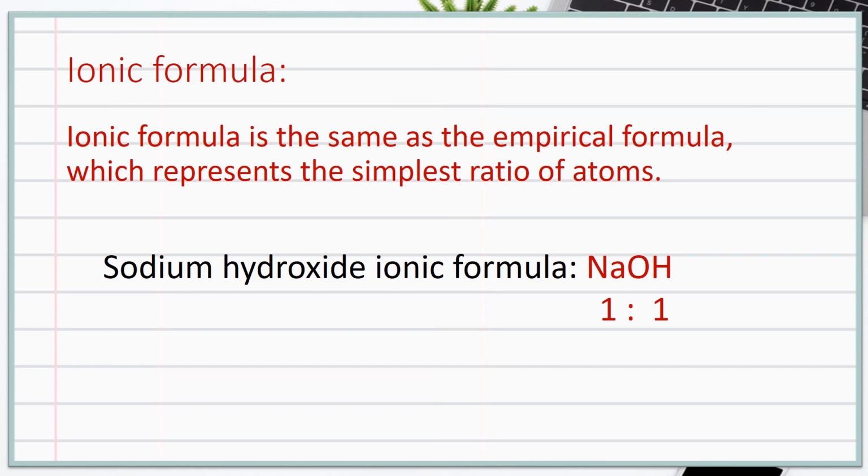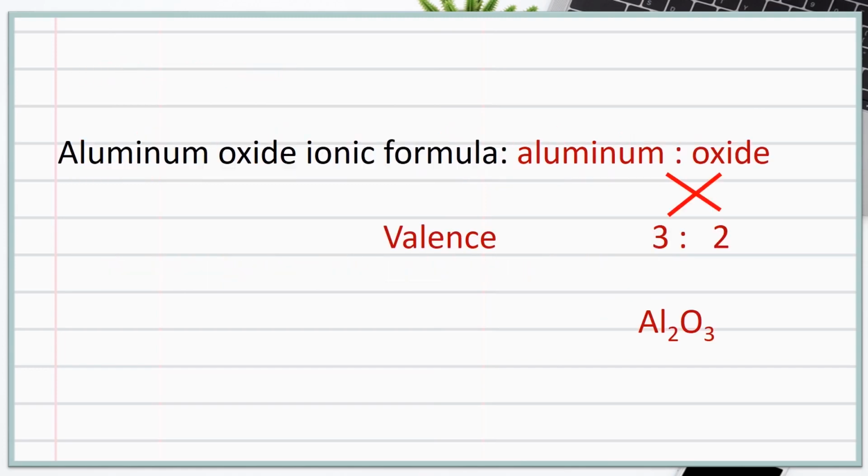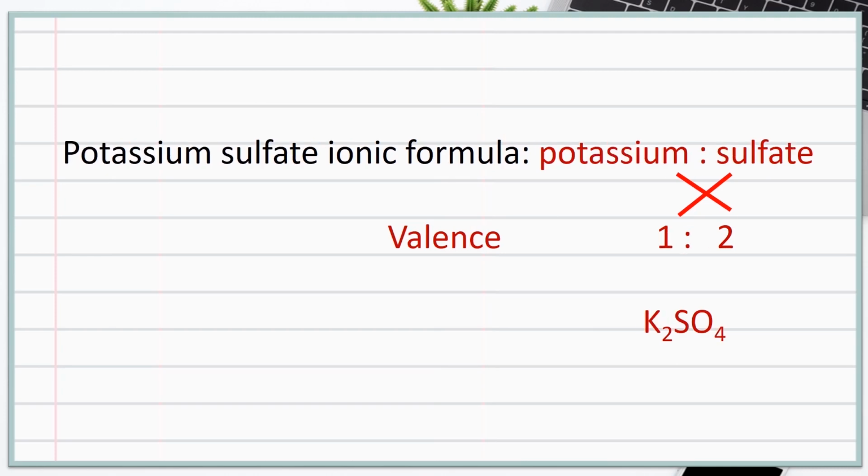We can calculate the atomic ratio by switching the valence of anions with the cations. For example, aluminium is trivalent and oxygen is divalent. The aluminium oxide formula is Al2O3.